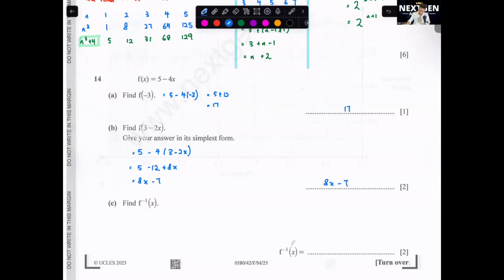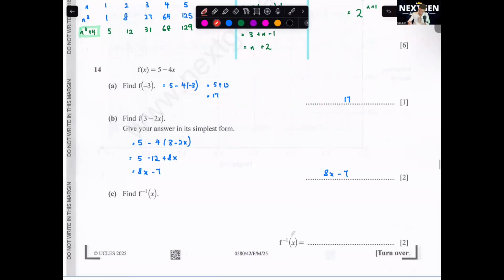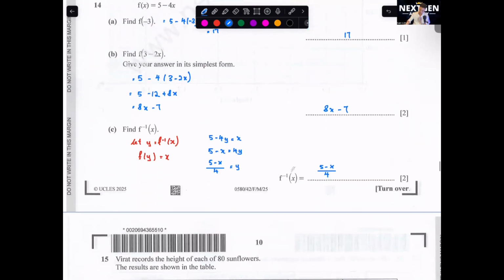Okay, next one, inverse. To find the inverse, normally I'll start with these two statements. Let y equal f inverse x, so f(y) equals x. It is not necessary to write, but this is just my preference: 5 minus 4y equals x, 5 minus x equals 4y, 5 minus x over 4 equals y. Okay, 14 done. Now let's go to 15.